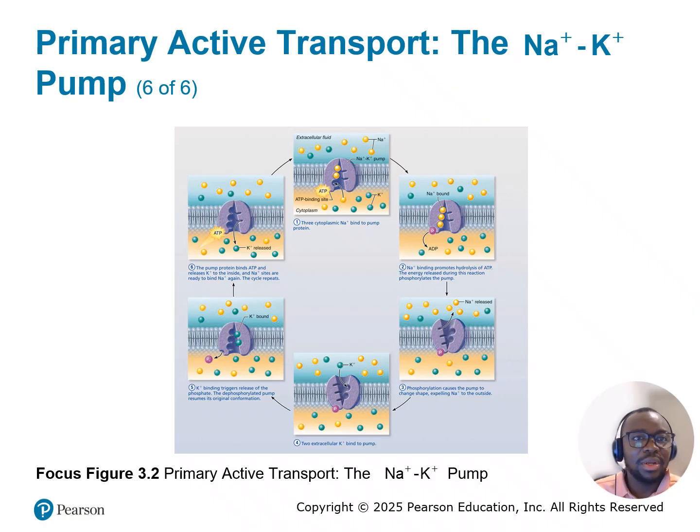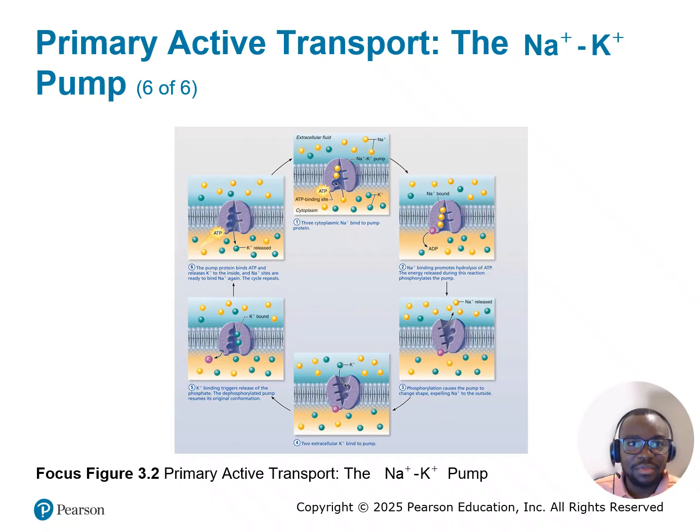In step 1, 3 cytoplasmic sodium ions bind to the pump protein on the cell membrane. In step 2, sodium binding promotes hydrolysis of ATP. This reaction releases energy, which phosphorylates the sodium-potassium pump. In step 3, phosphorylation causes the pump to change shape. The change in shape pushes the sodium out of the cell. In step 4, 2 extracellular potassium ions bind to the sodium-potassium pump.